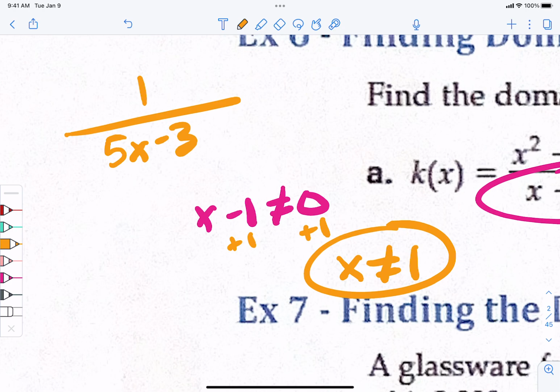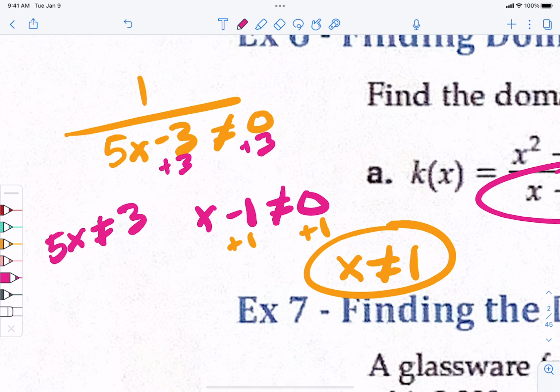Then it's a little bit harder, right? I would say 5x minus 3 can't be 0, right? You would add the 3 over, right? 5x can't be 3, and then divide by 5, right? It's a little bit easier to do if you have an equation set up, ready to go.